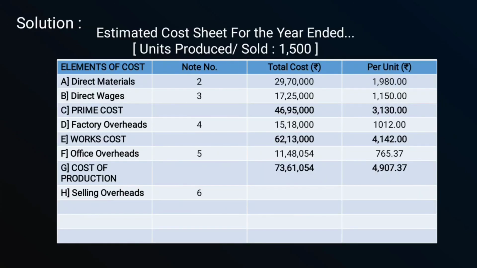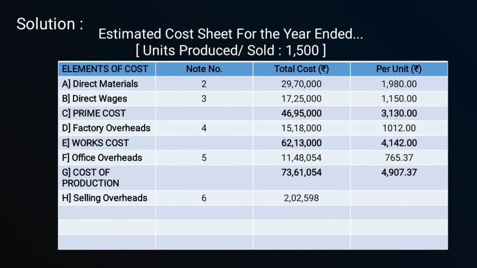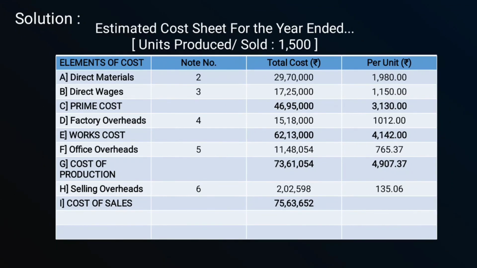Total cost of selling overheads is rupees 2,02,598 and cost per unit will be rupees 135.06 per unit. Part I, cost of sales. So the total cost of sales amount is 75,63,652 and cost per unit amount is rupees 5,042.